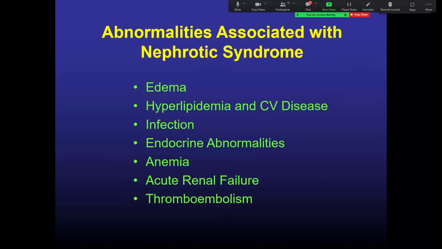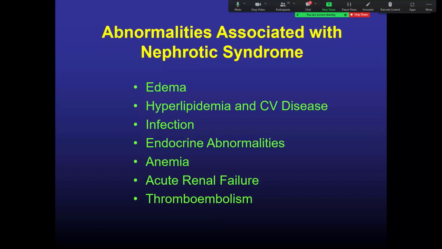So what are some of the abnormalities associated with nephrotic syndrome? We've already gone over edema and hyperlipidemia, increased risk of cardiovascular disease. Infection is a big one, and not just because of the treatment. Basically, when you're severely nephrotic, you're more prone to infection. It's an immunosuppressed state. Endocrine abnormalities.